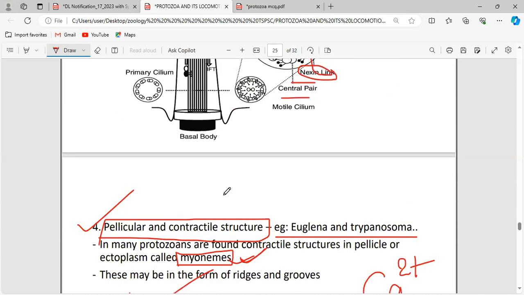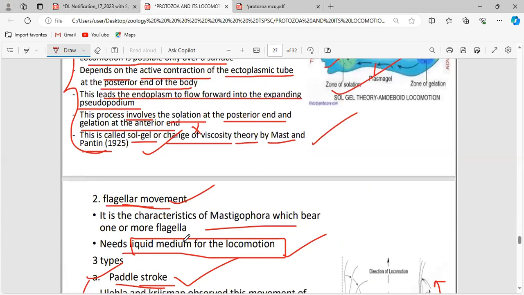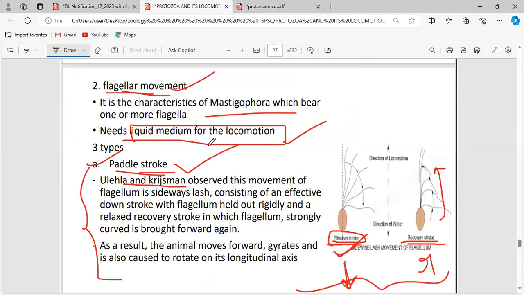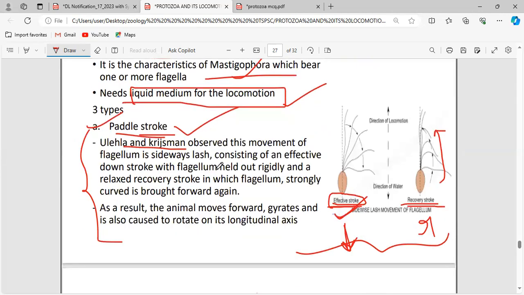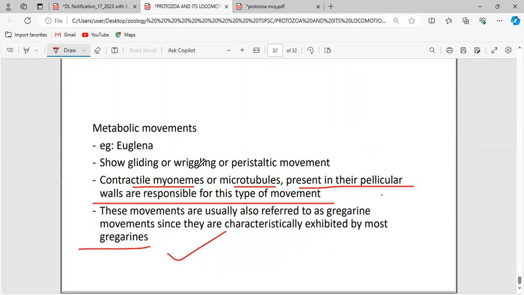What I have explained, you have to remember all those things. And what are the methods of locomotion? Amoeboid movement. What is Sol-Gel theory? Who explained the Sol-Gel theory? Marston Pantin. Flagellar movement. Which subphylum or subclass will follow this flagellar movement, and what are all the types of the flagellar movement? Examples for those types. In the same way, you have to read all these things.